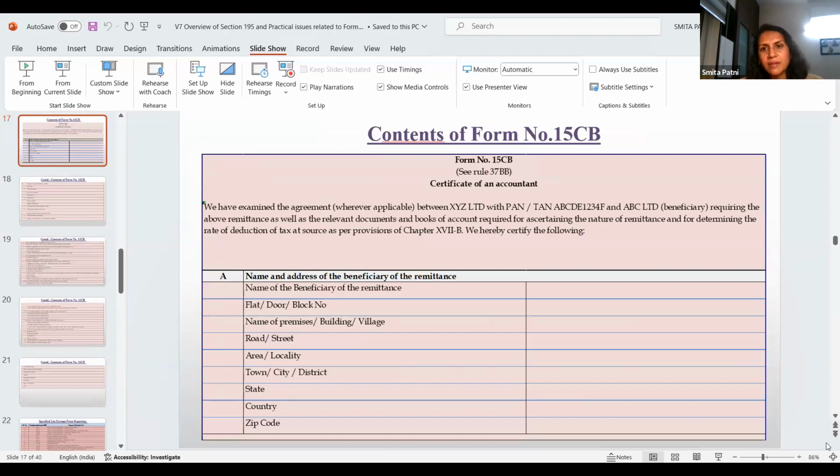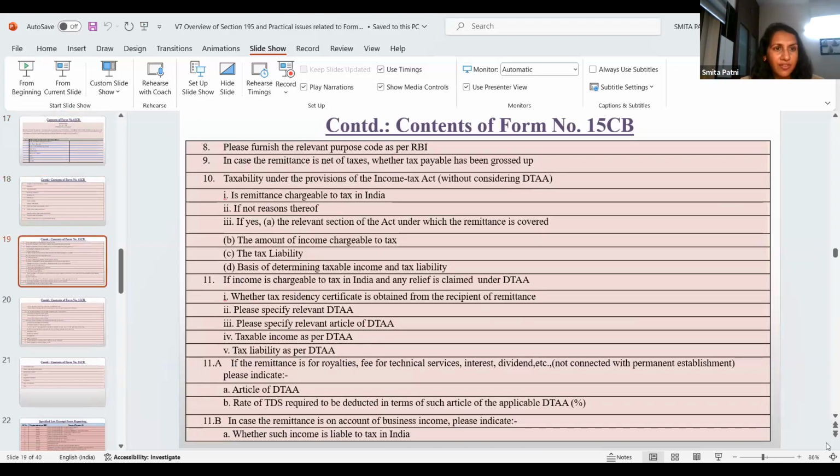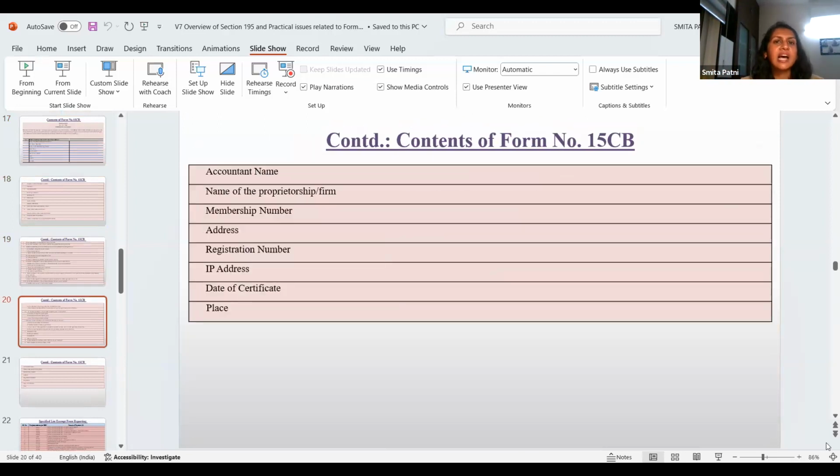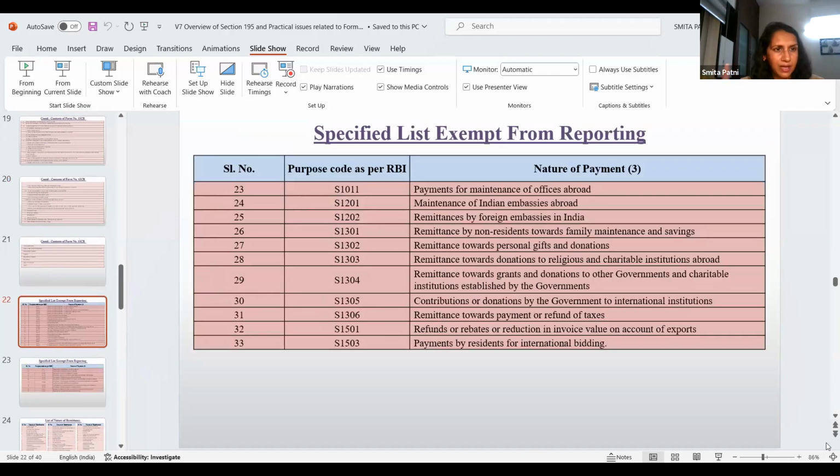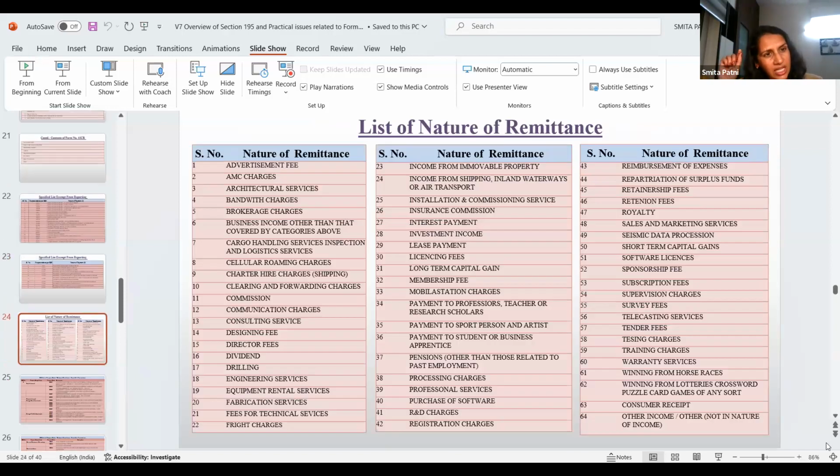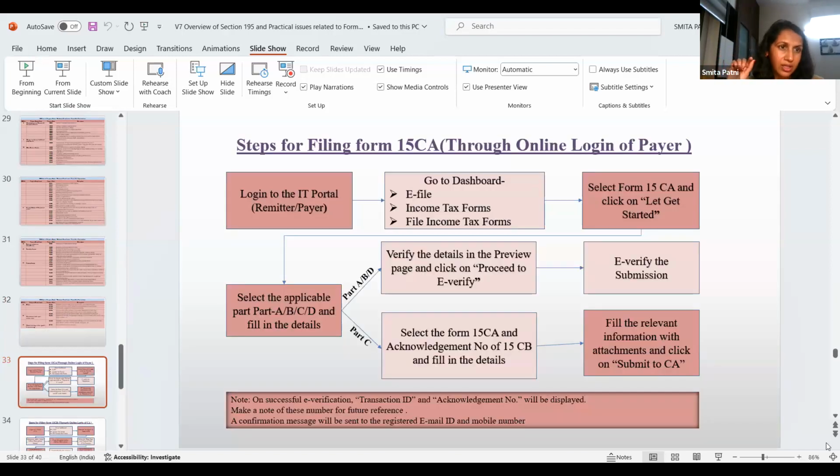We have examined the agreement, PAN or TAN. If we mention PAN here in 15CB, then obviously we will have to file 15CA as per PAN. If we mention the TAN of the assessee or the payee, then we go to the payer, to the TAN login of the payer.